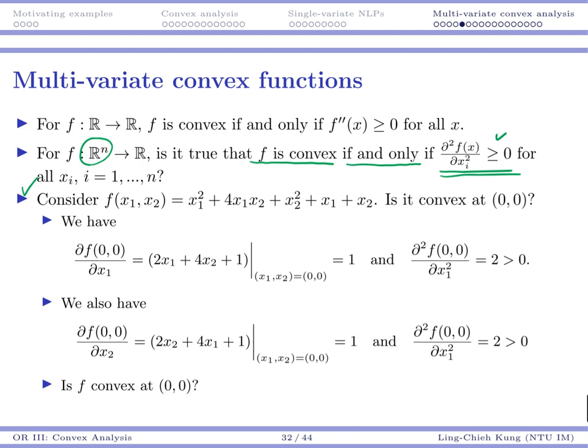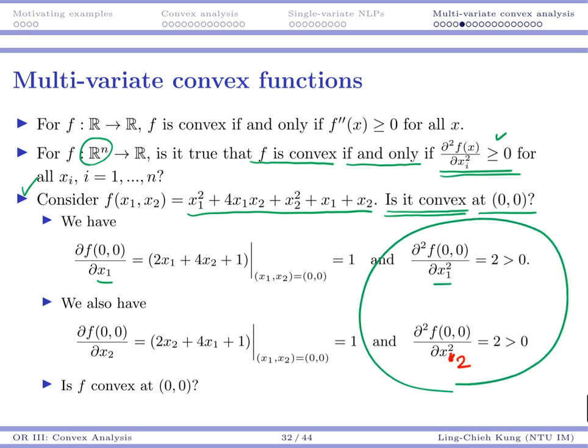The example is here. Let's say we have a function, something like this. We want to check whether it is convex at a specific point, 0, 0. So we may do first order derivative, second order derivative. For a second order derivative, this one is x2. For both second order derivatives, we may check that it's positive at our point 0, 0. So that seems to suggest that we have a convex function at least around 0, 0.